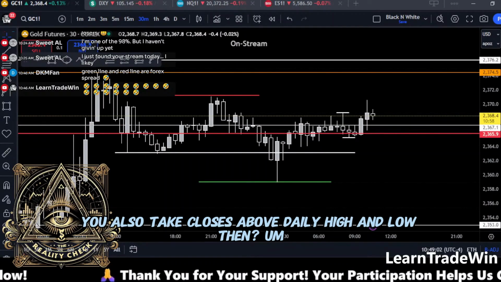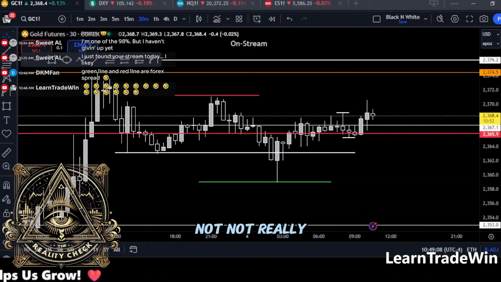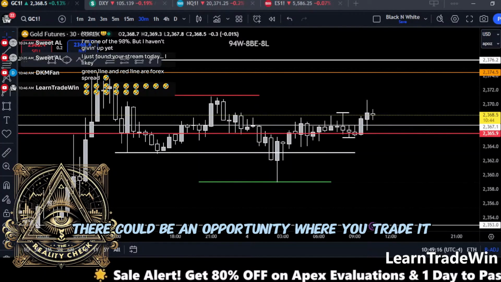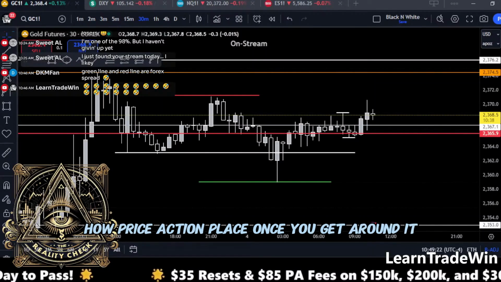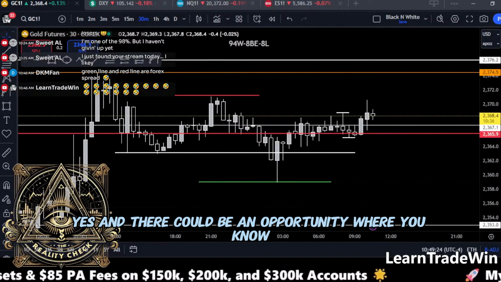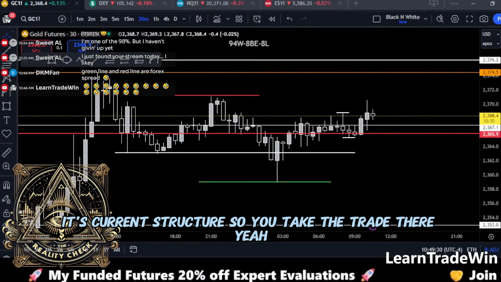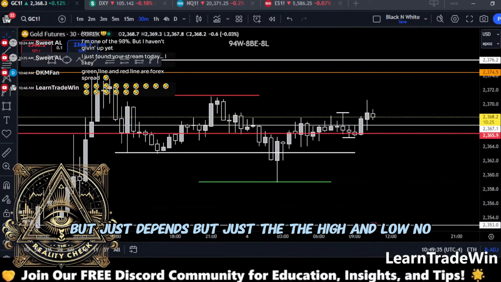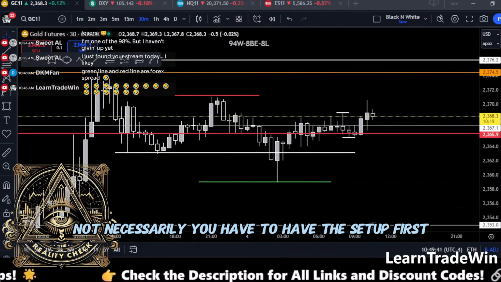You also take closes above daily high and low then? Not really. I mean, I don't really look at it that way. Yeah, but there could be an opportunity where you trade it depending on how price action plays once you get around it. Yes, and there could be an opportunity where, you know, its current structure, so you take the trade there. So it just depends. But just the high and low, no, not necessarily. You have to have the setup first.